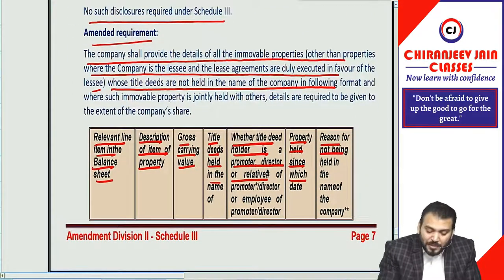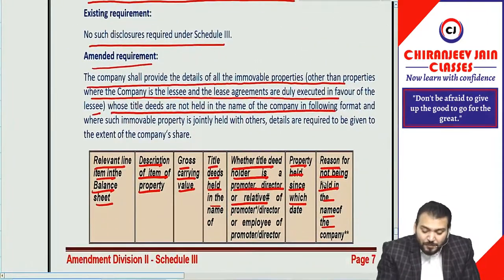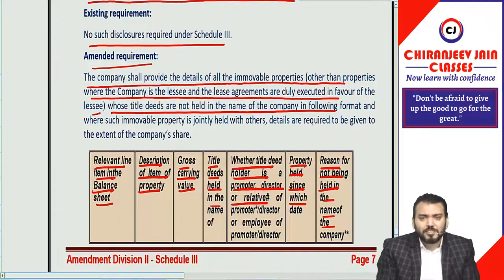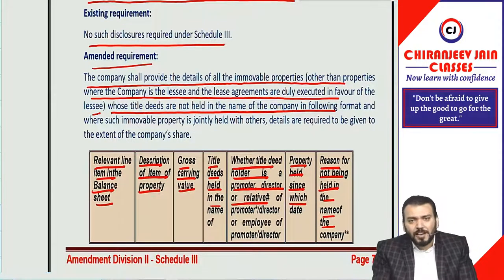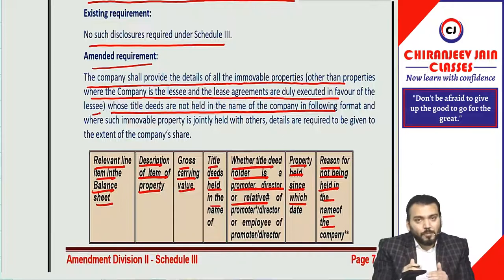Reason for not being held in the name of the company. The reason needs to be given. So property held since which date? That we need to give. Reason for not being held in the name of the company. Sometimes there may be a genuine reason. We purchased in the name of the director, but as per substance, that is the property used by the company. So as per accounting, that property will be disclosed in the balance sheet of what?